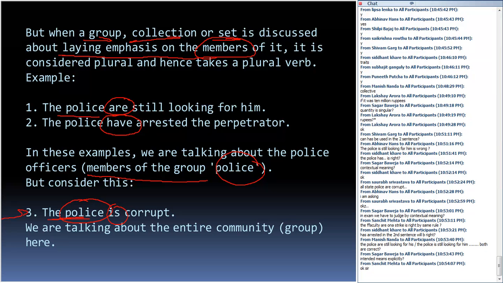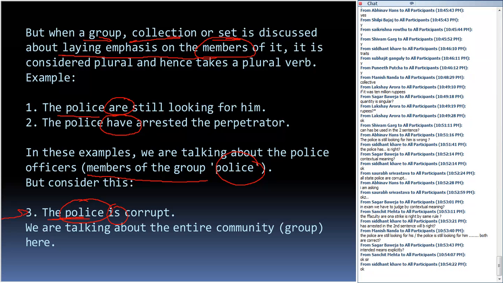Siddhant, in the second sentence, the police has arrested the perpetrator will be right, and 99% of the times has ही use होता है पुलिस के साथ. Okay, Manish, yes, both are correct. The police are still looking, the police is still looking, but दोनों का meaning change हो जाता है. अगर आप लिखते हो the police are still looking, उसका मतलब है the policemen are still looking. अगर आप लिखते हो the police is still looking, मतलब पूरी पुलिस फोर्स अभी ढूंढ रही है. So meaning changes.